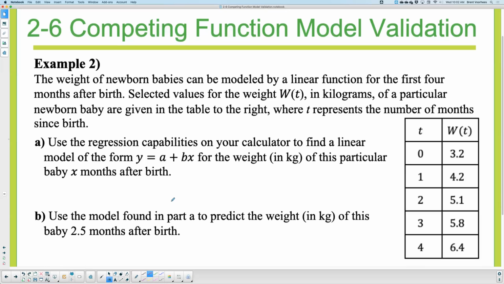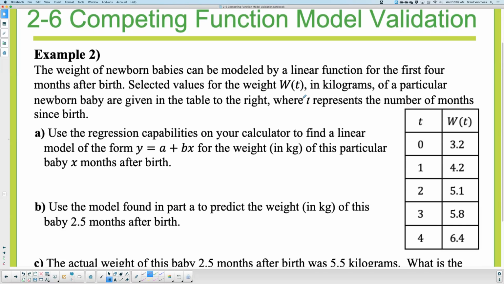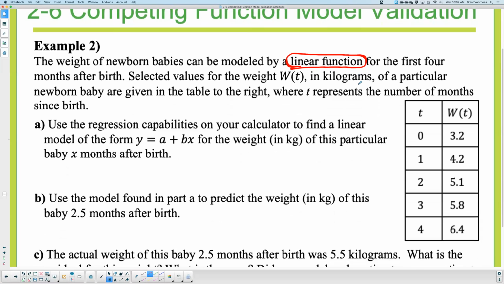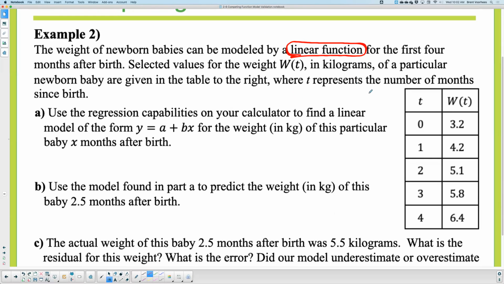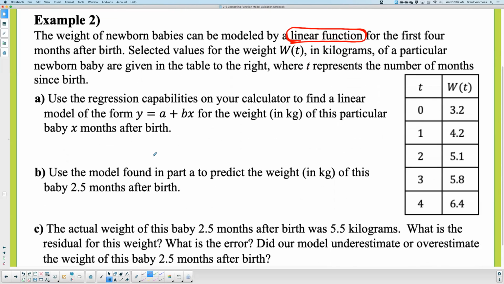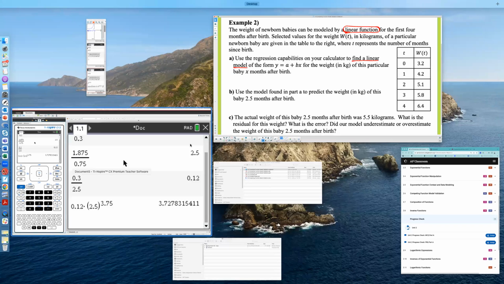So here we go. The weight of newborn babies can be modeled by a what type of function? Linear. So that's telling us right now what model we're going to use. For the first 4 months after birth, selected values for the weight in kilograms of a particular newborn baby are given in the table to the right, where t represents the number of months. So this is in months. Use the regression capabilities on your calculator to find a linear model. So we're finding what type of model? Linear. And they want it in the form y equals a plus bx. So not mx plus b, we're going to use a plus bx, which calculator has that. Okay, so let's go find our model here. I get my calculator.